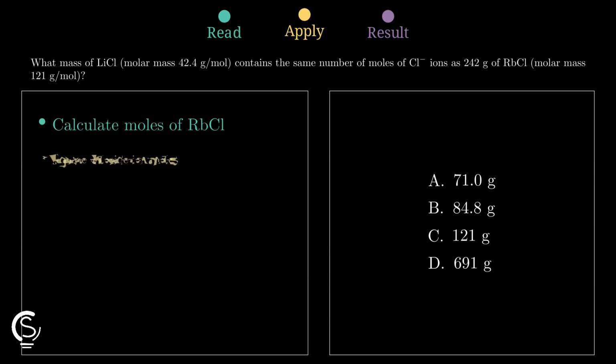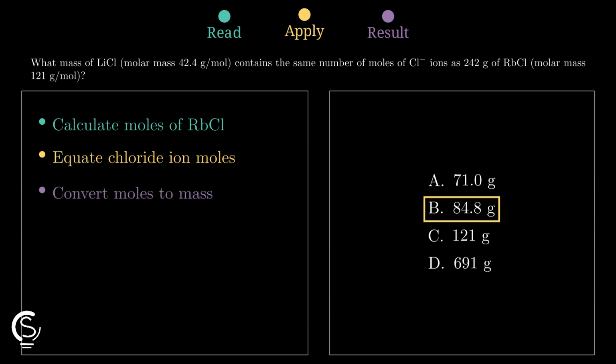Multiply 2 moles by the lithium chloride molar mass of 42.4. This calculation gives 84.8 grams, which is option B.